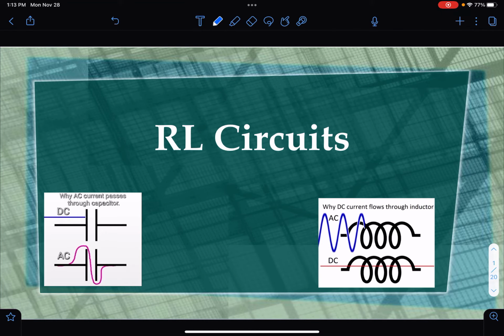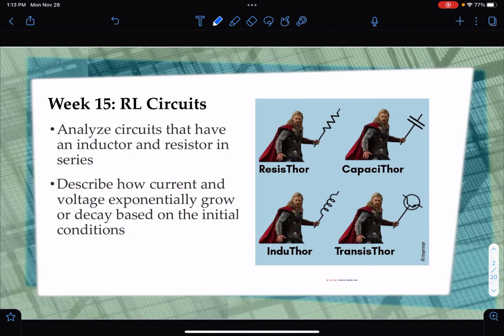All right, our last week of the semester for new information, we're going to be studying some RL circuits. So we're going to put an inductor and a resistor in a circuit and analyze them. We're going to analyze circuits that have an inductor and resistor and describe how current and voltage exponentially grow or decay based on initial conditions.